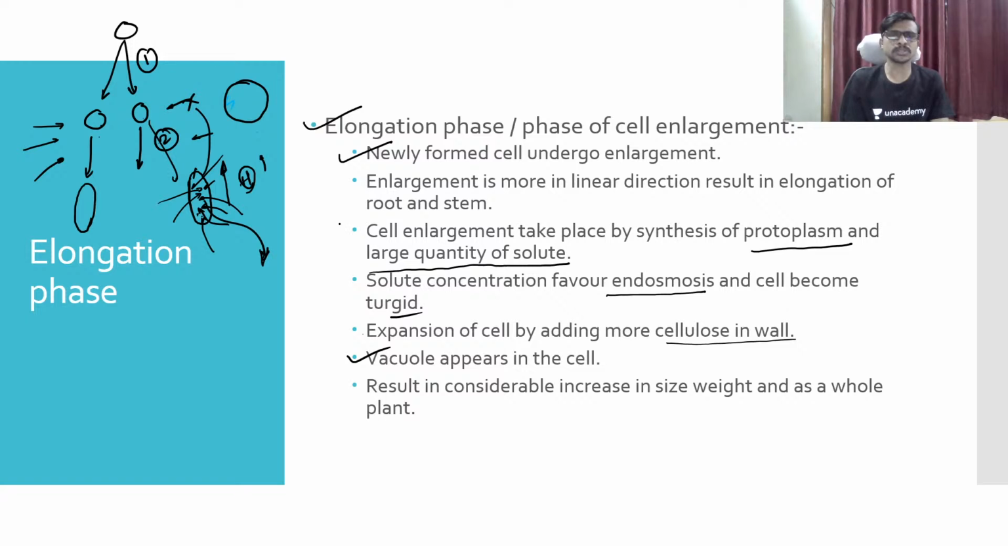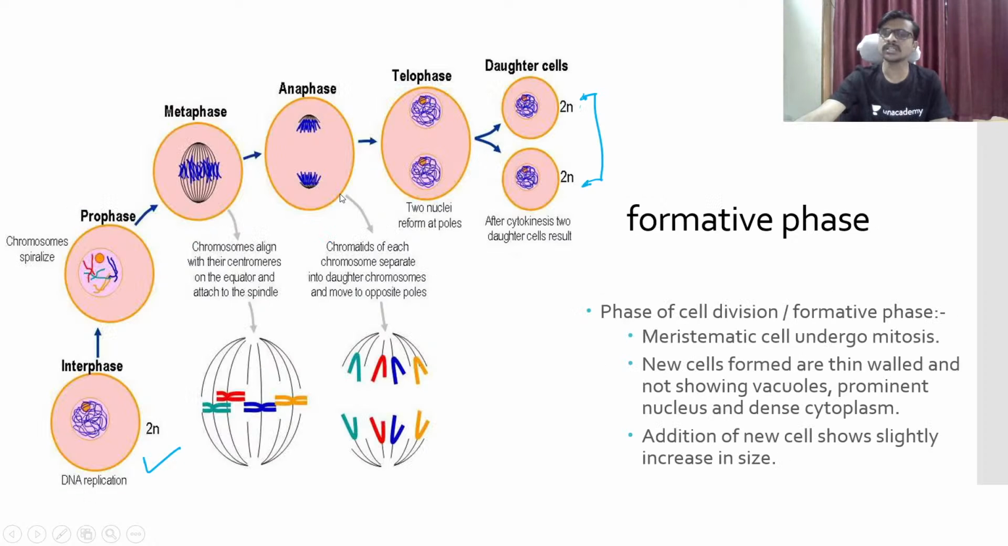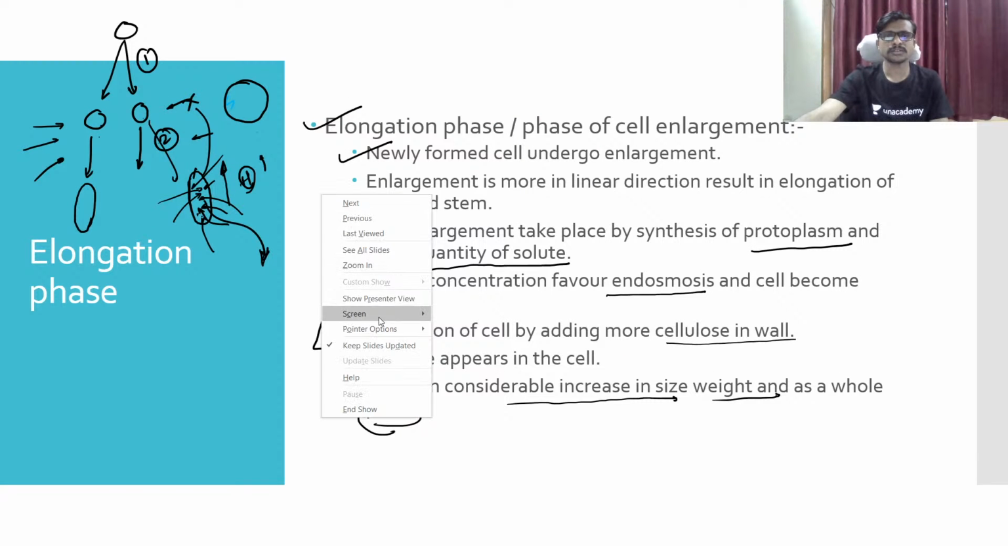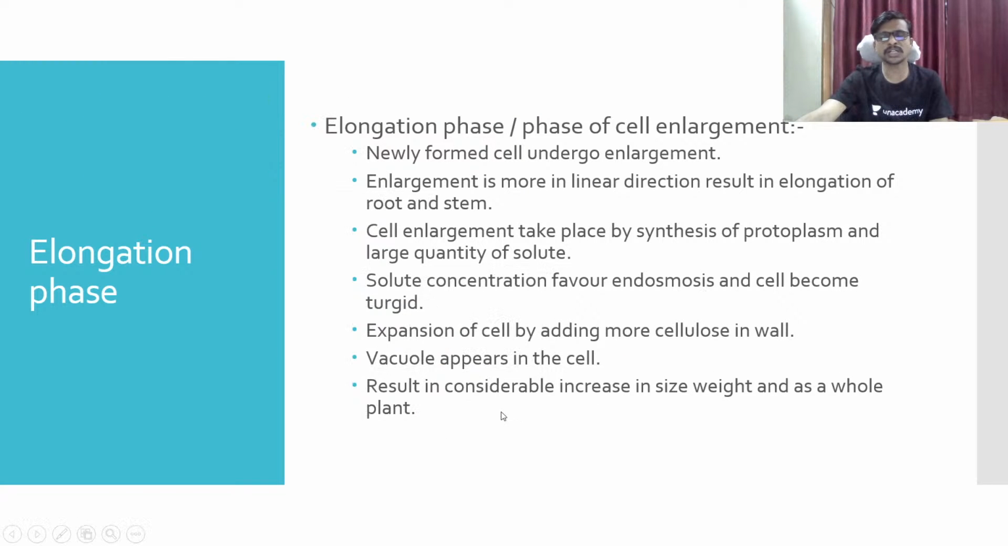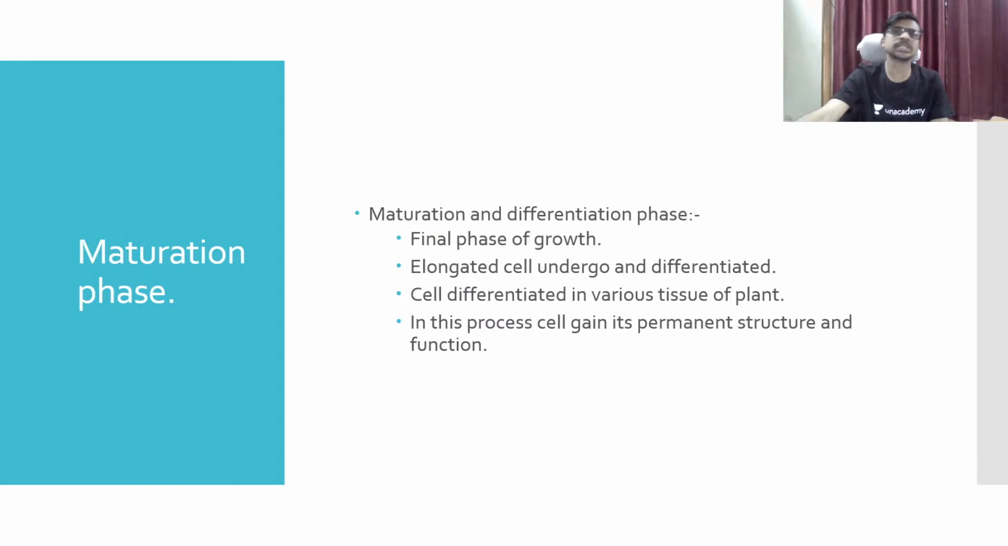All these stages result in a considerable increase in size, weight, and the plant as a whole. In the first stage the cells double, but still there is no considerable increase in size, but in the elongation process the size definitely increases. And the last one is maturation.